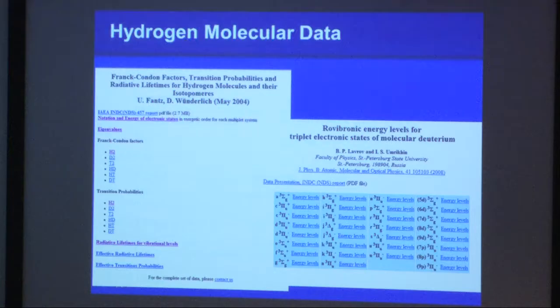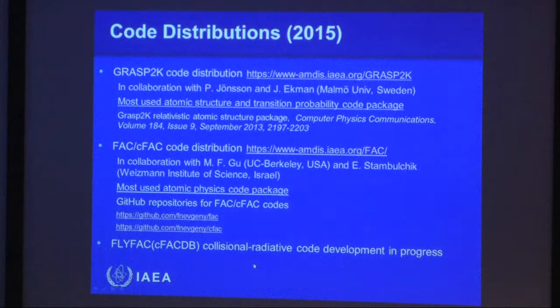There are other data. For example, there are Franck-Condon factors for hydrogen molecules. These numbers are very important for tokamak plasmas and so on. Also, we distribute codes. So you can download GRASP2K from our webpage or from NIST.